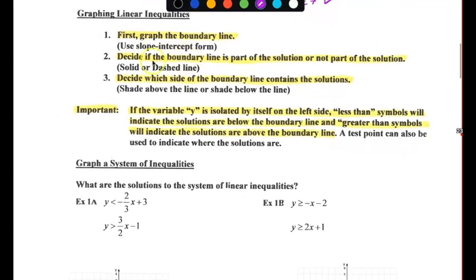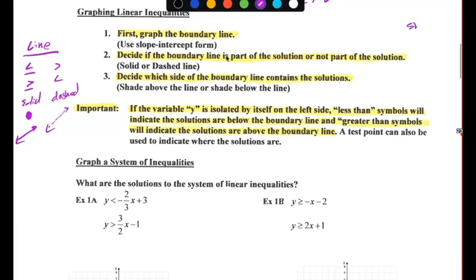A couple of reminders from how we graph linear inequalities. First, we're going to graph the line like normal, like if it's in slope-intercept form. Graph the boundary line. Then we have to decide if the boundary line is solid or dashed. If it is less than or equal to or greater than or equal to, that's a solid line. When we did one variable, it was a closed circle. For us, that's a solid line. And if it's just greater than, that's going to be dashed, because you cannot be on the line. It's a dashed line. You can't be on the line.